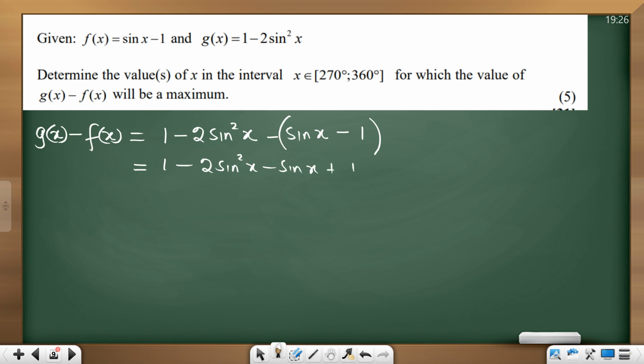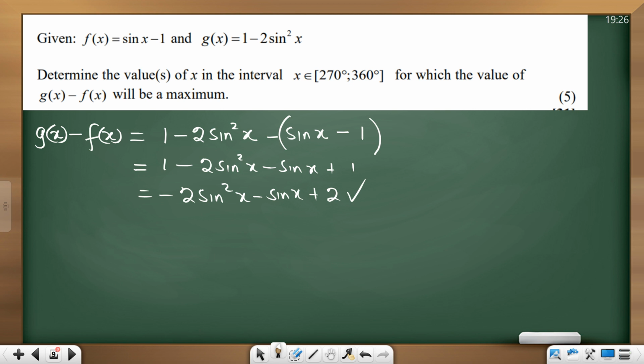I think we can simplify to a point here. What is 1 plus 1? 2. So what do we have? Negative 2 sine squared x minus sine x. At least I know that I'll get the mark there. No matter what. So it's not minus 5. Maybe minus 4.